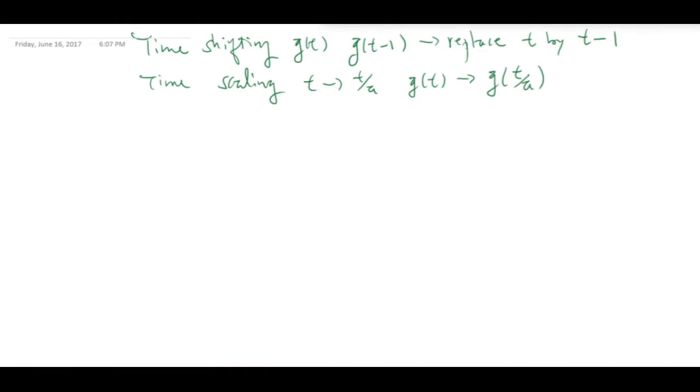Now, let me just remind you of time shifting: from g(t) to g(t minus 1), we simply replace t by t minus 1. For time scaling, from g(t) to g(t over a), we simply replace t by t over a. So you must be careful to know the difference between g(t over a) and g(at). I'm not going to spend time here. You can refer back to the handout, which is much easier.